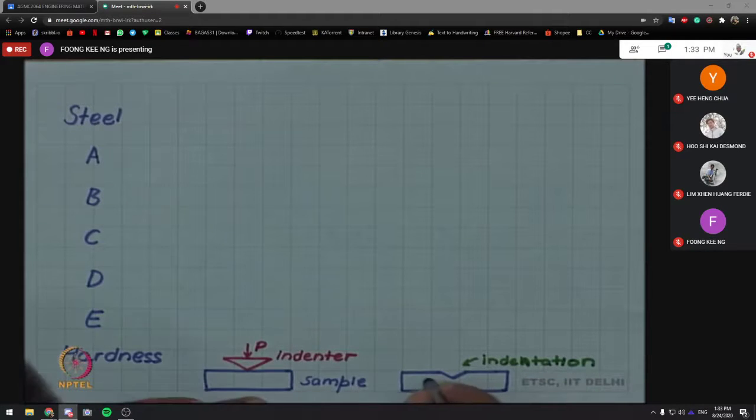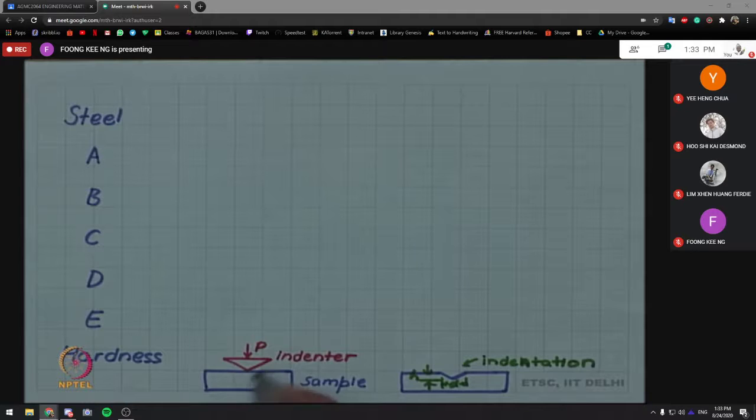And either the depth h or the diameter d of the specimen, that is the size of the indentation, then gives us the idea of the hardness of the specimen. You can intuitively see that if the specimen is harder, the indentation left for a given load and indenter will be smaller. So smaller the indentation, harder is the specimen.